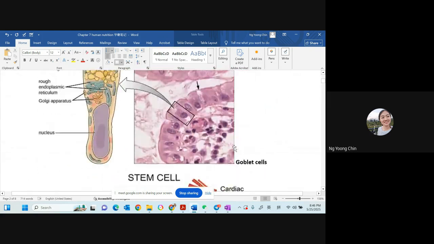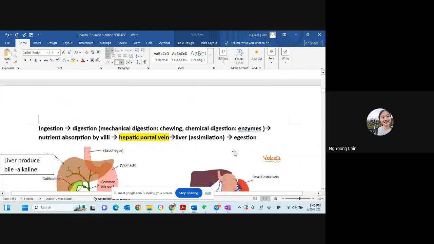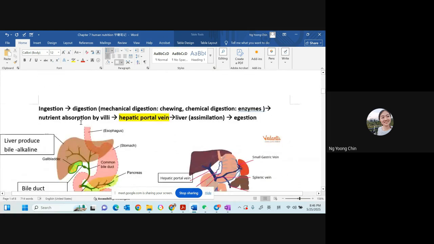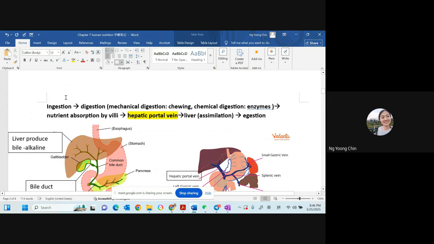Okay, and then we continue with the process. This you should know very clearly. When we talk about the processes in digestion, ingestion is when you take in the food. The next step is digestion. Digestion includes mechanical digestion and chemical digestion. Chemical digestion is by enzymes. Mechanical digestion is by the chewing action of the teeth and the churning action of the stomach.